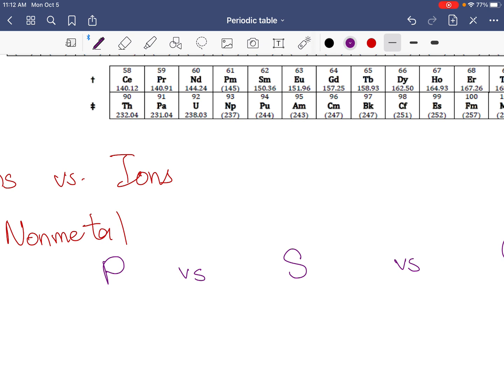So phosphorus has 15 protons, so obviously it will have 15 electrons. Let's look at their electron count: 2 on the first shell, 8 on the second shell.